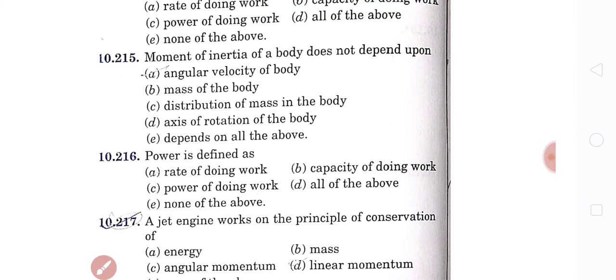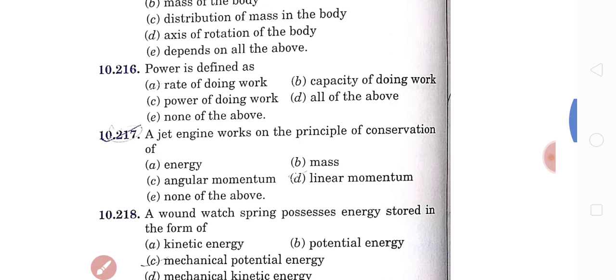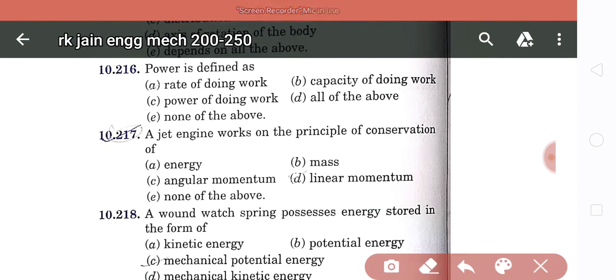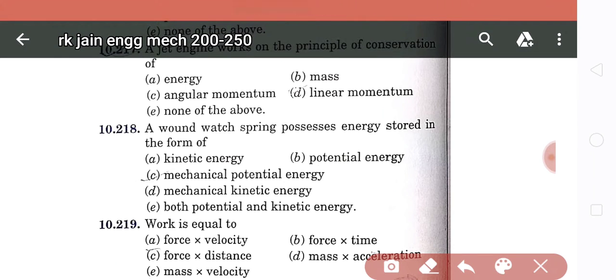216. Power is defined as rate of doing work. Next question 217. A jet engine works on the principle of conservation of linear momentum. A wound watch spring possesses energy stored in the form of mechanical potential energy.